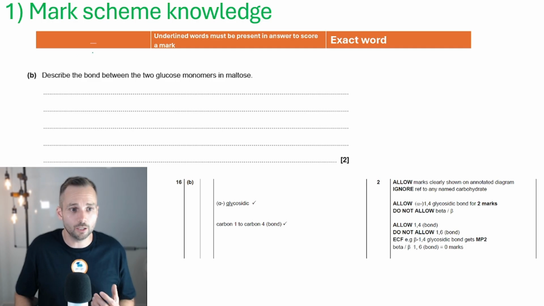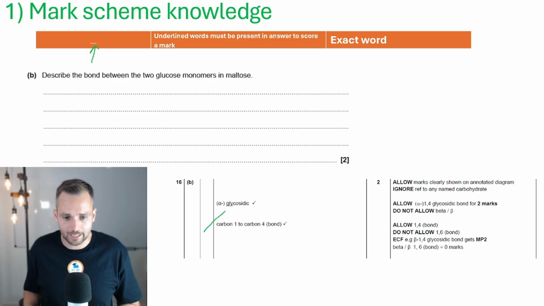When we have an underline, however, you must have that exact section or whole part of a question. So for instance here, you have to get GLY.